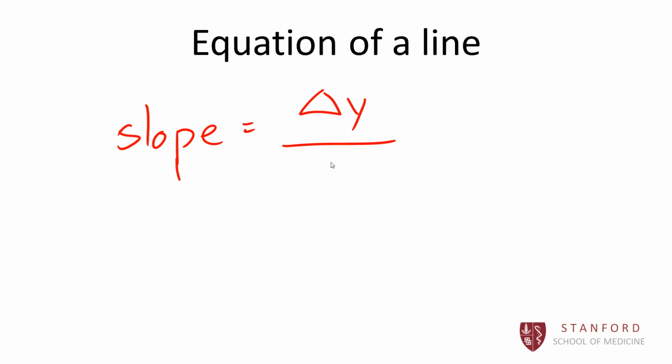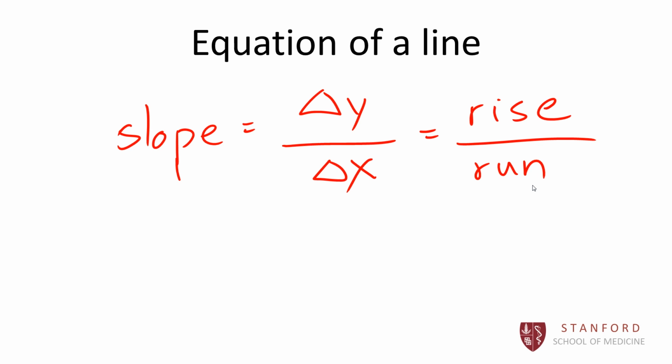Now let me talk a little bit more about the slope. So slope is defined as the change in y over change in x. And another way of remembering that is by remembering this phrase, rise over run.